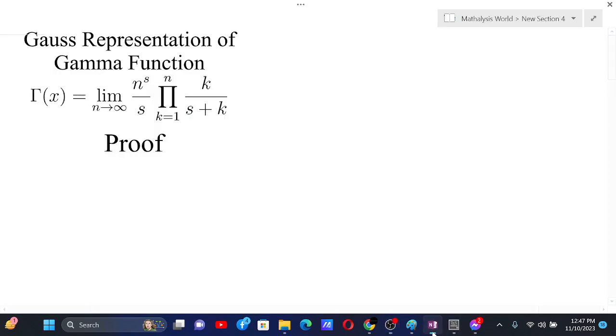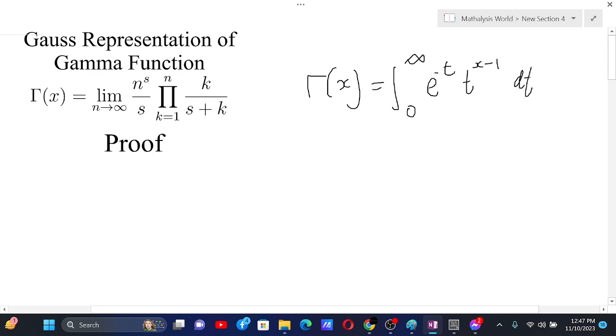In this video, we will talk about Gauss representation of the gamma function. In the earlier video, we also saw the Euler representation of the gamma function, which was the integral from 0 to infinity of e to the power minus t times t to the power x minus 1 dt. And we also saw how this integral was equal to (x minus 1) factorial, which was the gamma function.